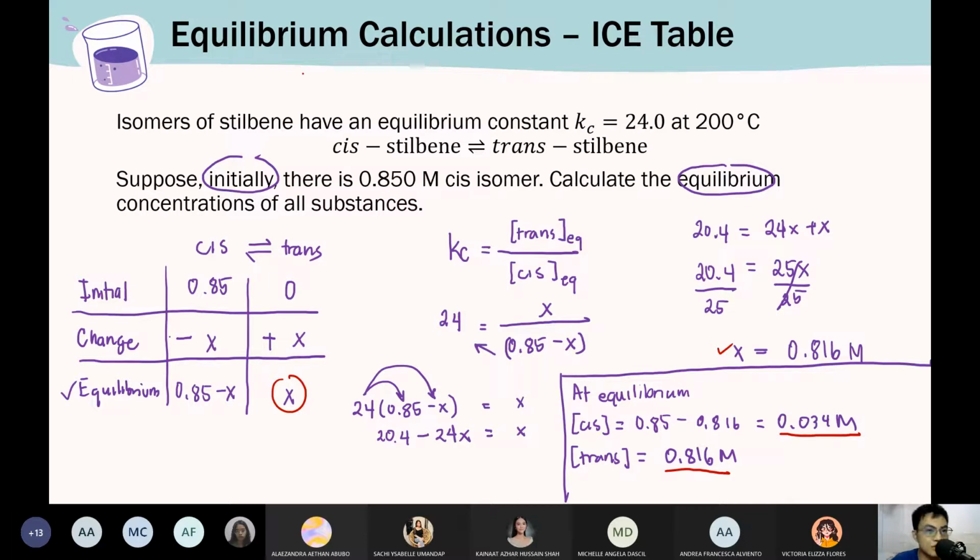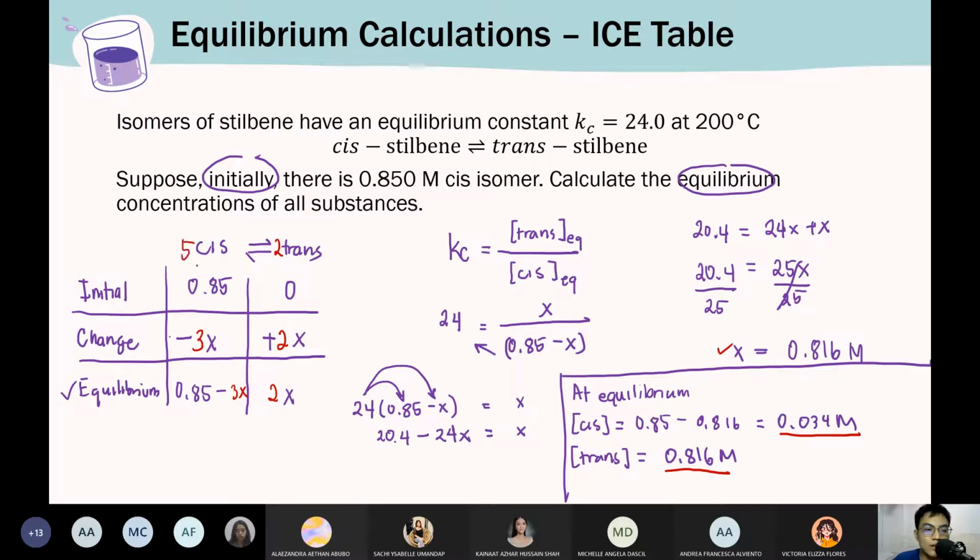What if meron tayong coefficient? Let's say, kunwari, 3 yung cis, tapos 2 ito. What if may coefficient? If you have a coefficient, that must be reflected sa change. So that means, kung 3 yung coefficient ng cis mo, so your change must be negative 3x. While, kunwari, ito, 2 yung kanyang coefficient, so it will be positive 2x. So it will get reflected until sa equilibrium expression.